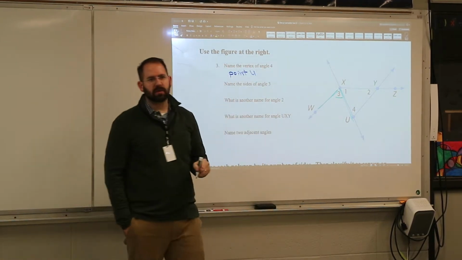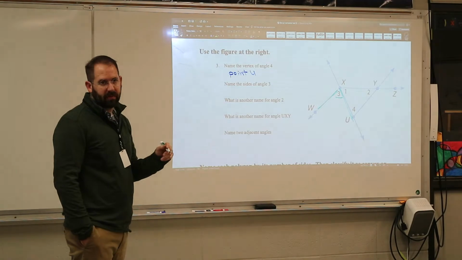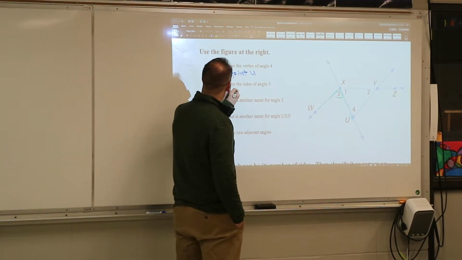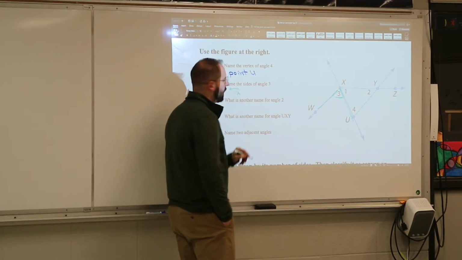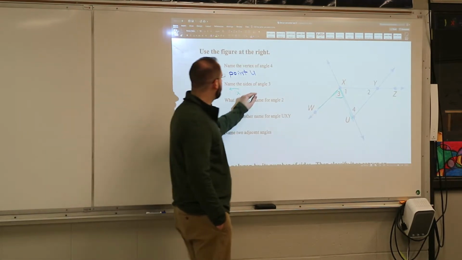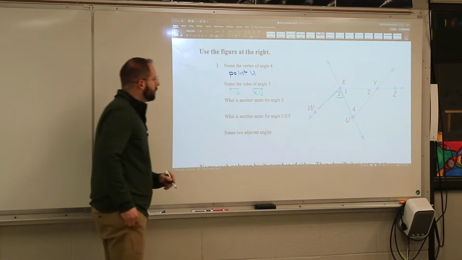When you tell me the walls, you have to use the 2 letters on the wall, and then put a little arrow above it. So what's one of the walls? WX. And you have to have the arrow facing from the vertex. The vertex is X, away from X. So there's one of the walls. What's the other wall? XU. And the arrow has to face away from the vertex. So those are your 2 walls.